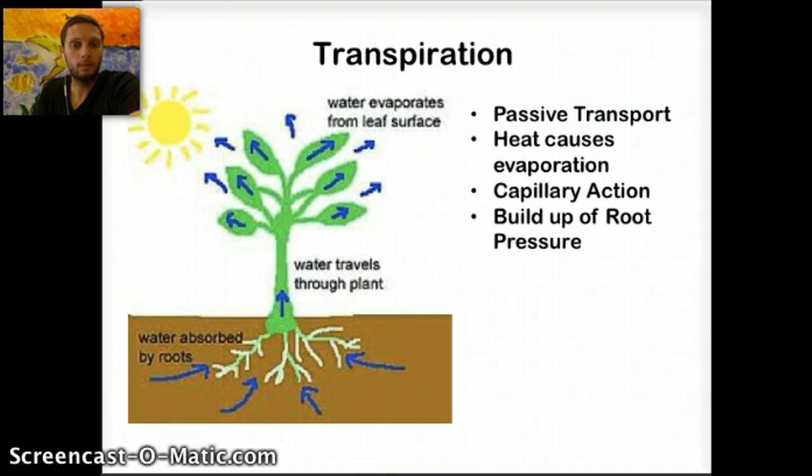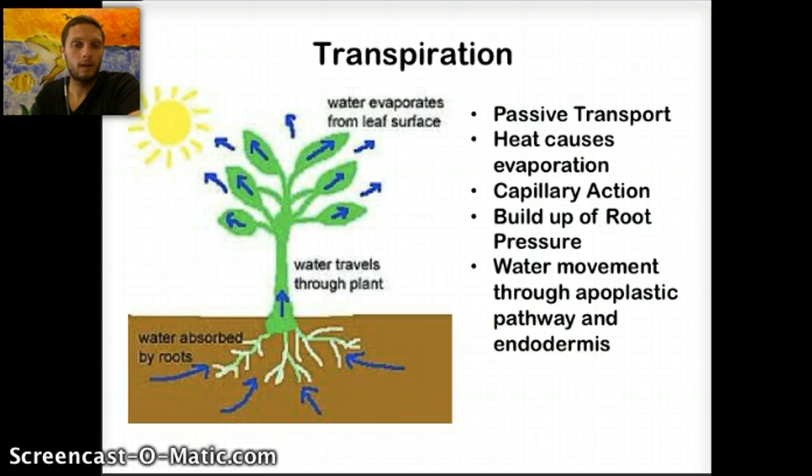This buildup of root pressure occurs because there's an accumulation of ions in the root hair epidermal cells. And so, as we talked about earlier, the roots absorbing ions by maybe active transport builds up a low pressure of water, and so water diffuses into those cells by osmosis.